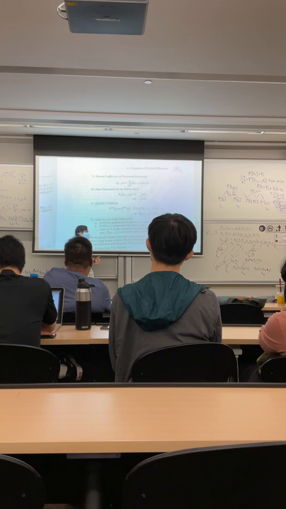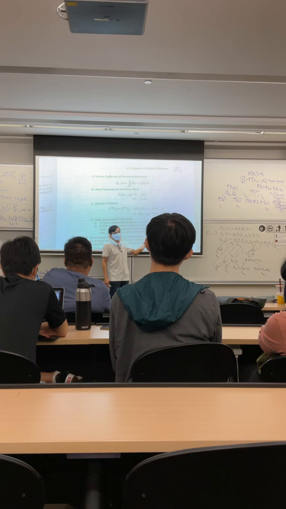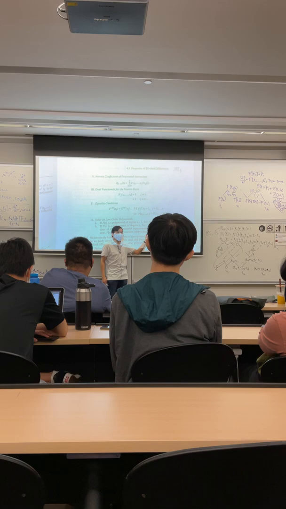It could be t0 is equal to 5, t1 is equal to 5, all of them are equal to 5, and this would still hold. That's what this is saying. So these are all properties of the divided difference.